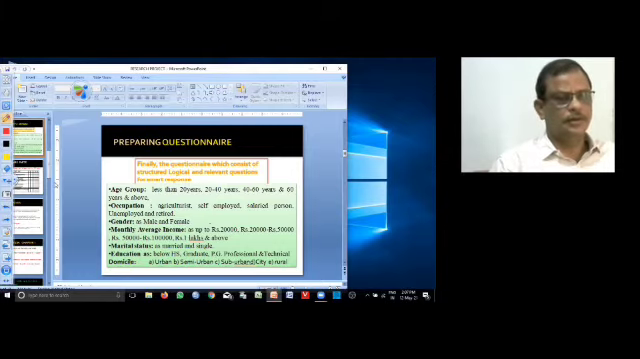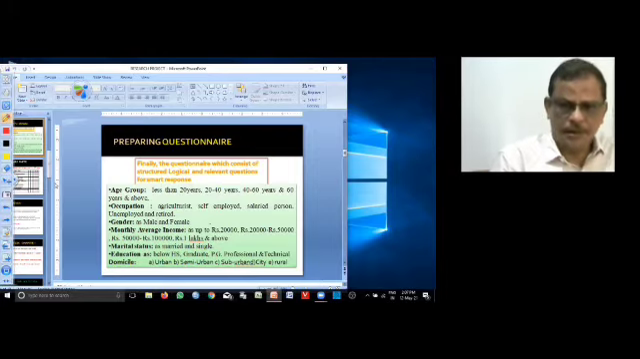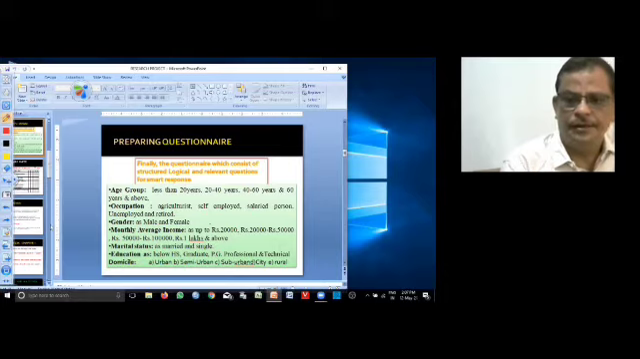So you ask in which year you passed your graduation or in which year you passed your high school board examination, from which you may calculate the age factor. Directly you should not ask this, but the group will be like this. See this slide: age group is there, occupation is there, gender is there, average income is there.